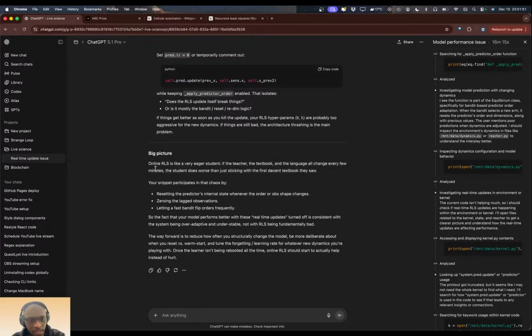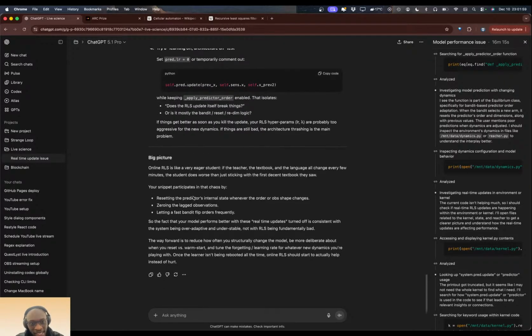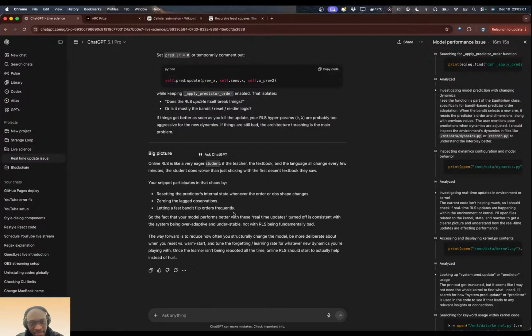Okay, so the big picture: online recursive least squares is like a very eager student. If the teacher, the textbook, and the language all change every few minutes, the student does worse than just sticking with the first decent textbook they saw.